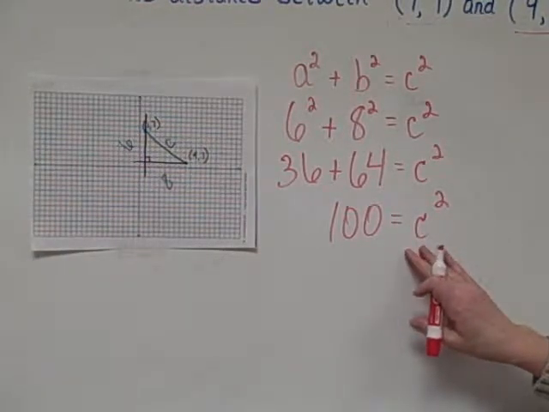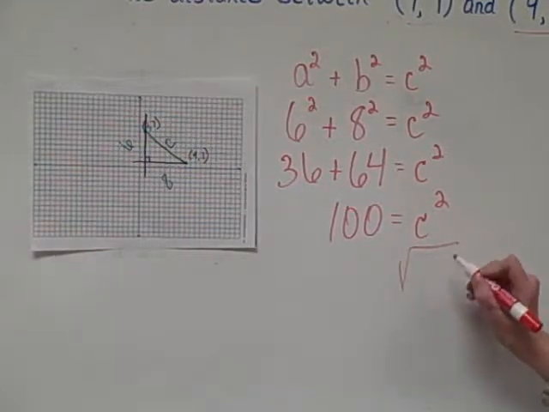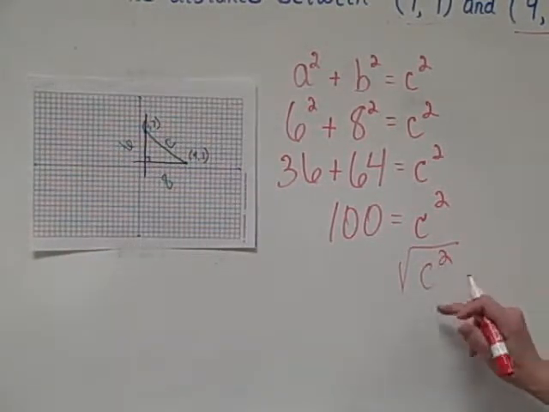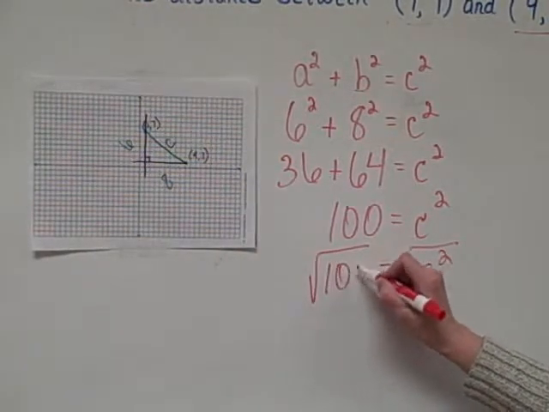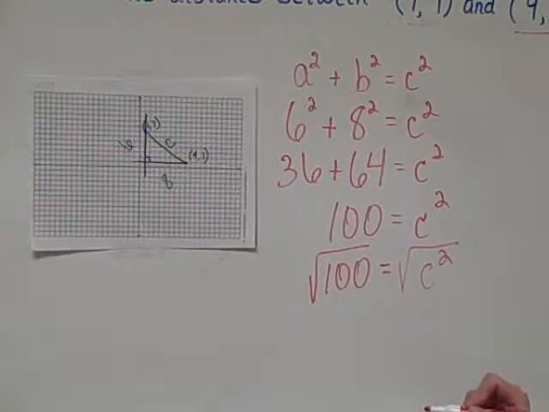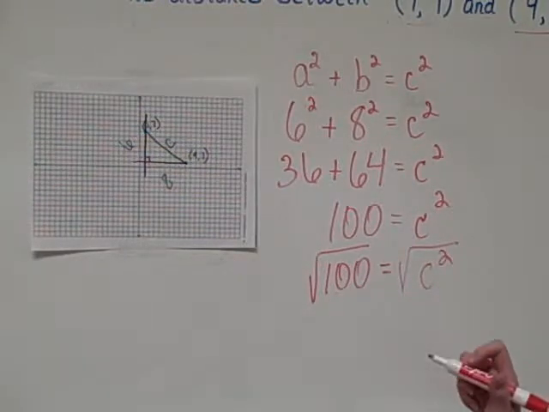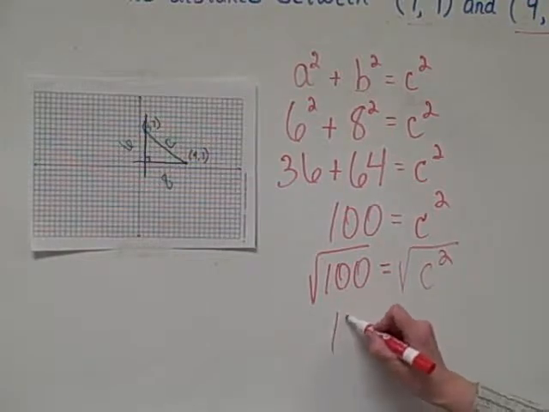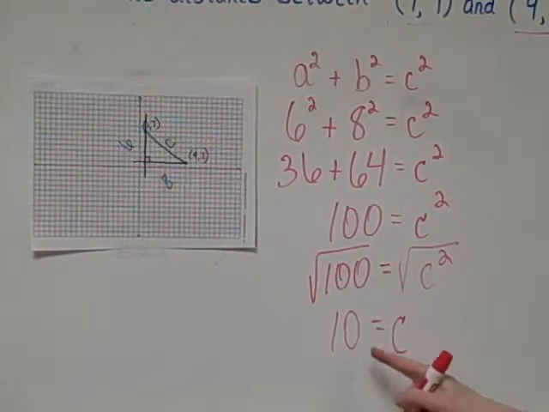Now I need to isolate the c for this equation to be solved. The square root of c squared will isolate the variable c. What I do to one side, I do the same thing to the other side. So I have now done the square root of both sides. The square root of 100 is 10, and my c is equal to 10. So the distance between these points is a value of 10 units.